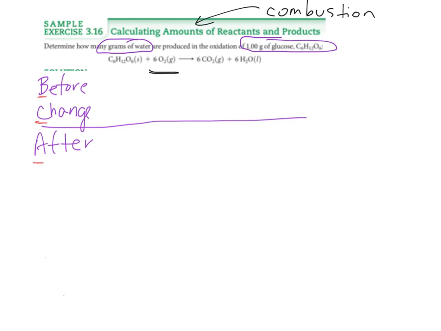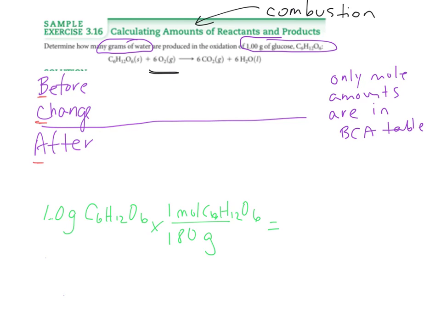So we're going to keep track of our moles in a before, change, and after table. We only put moles. Only mole amounts are recorded in a BCA table. So we need to convert our 1 gram of glucose into moles so we can record here how many moles of glucose we have before it starts reacting. So let's do that. I'm not writing this as a proportion, although I could. I took my 1 gram of glucose and multiplied it by a conversion factor. For every 1 mole of glucose you have, it has a mass of 180 grams. So every mole of glucose has a mass of 180 grams. I write it in a way that my grams will cancel.